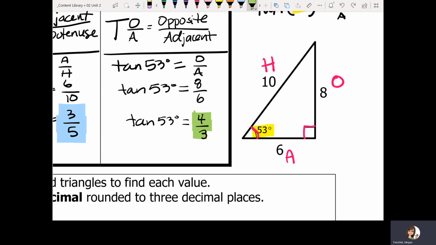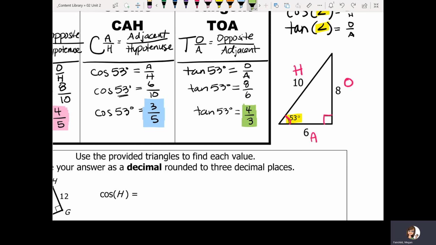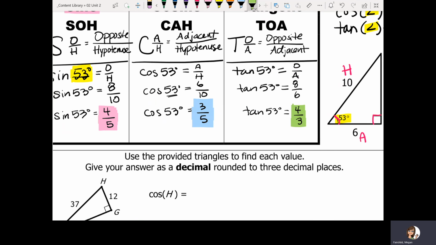All right, so that's how you find sine, cosine, and tangent. When they give you the angle, you label the sides, you follow the formula. Okay, the formula is SohCahToa. Got it? Good, thumbs up.